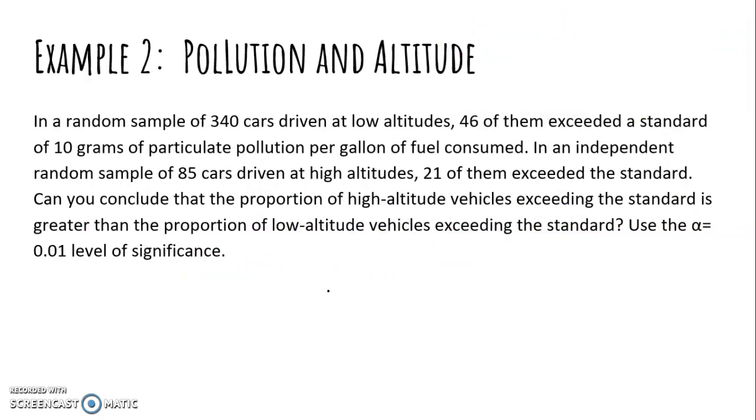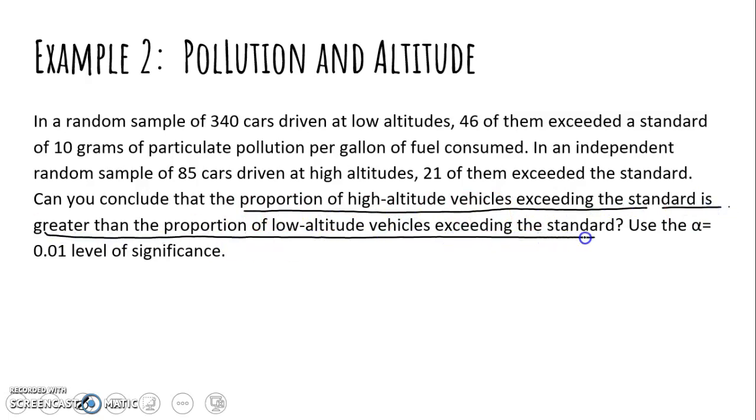Example 2, pollution and altitude. In a random sample of 340 cars driven at low altitudes, 46 of them exceeded a standard of 10 grams of particulate pollution per gallon of fuel consumed. In an independent random sample of 85 cars at high altitudes, 21 of them exceeded the standard. Can you conclude that the proportion of high altitude vehicles exceeding the standard is greater than the proportion of low altitude vehicles exceeding the standard? Use 0.01 level of significance.